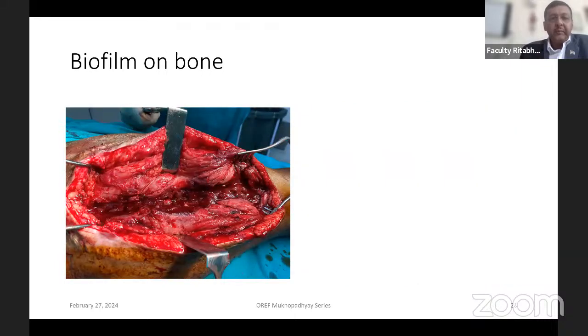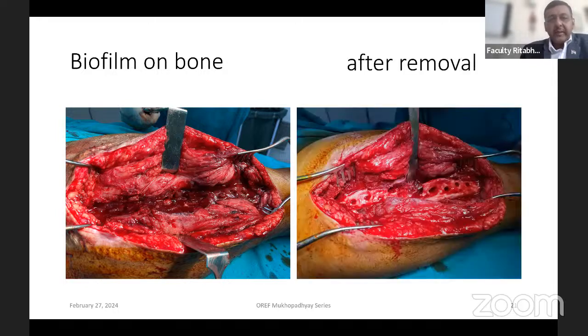So this is the biofilm on removal of the dead bone. There was a biofilm under the dead bone. The entire bone is covered with biofilm. And this is what it looks like after the biofilm has been cleared, the plate has been removed, and all the screw holes have been curetted and cleaned.